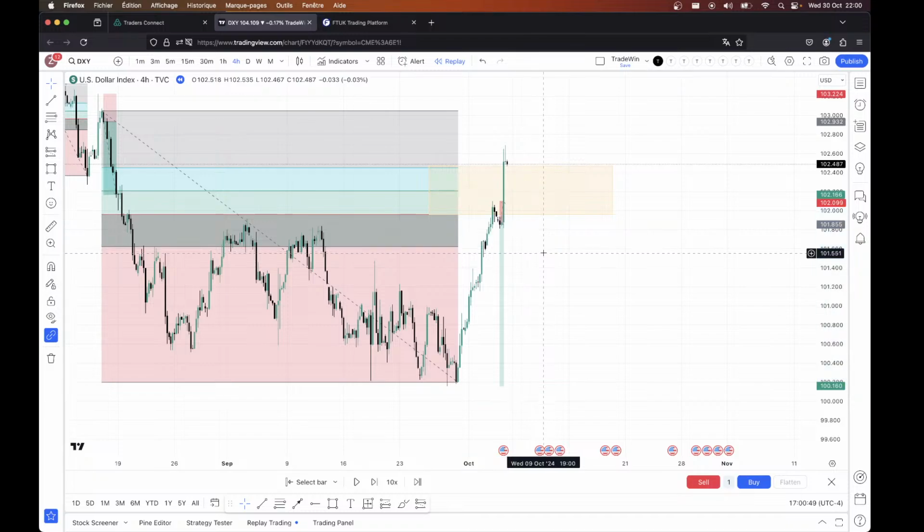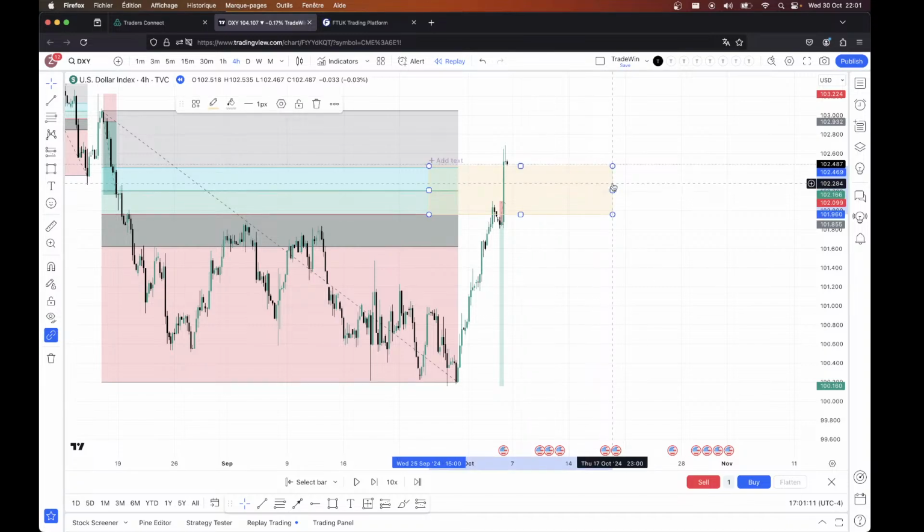Perfect. That's a loss. I'm fine with that. I don't care. Perfect. And what's the news? We came here and we closed above this massive OTE zone from this downtrend here. So at this point, I'm not short anymore.